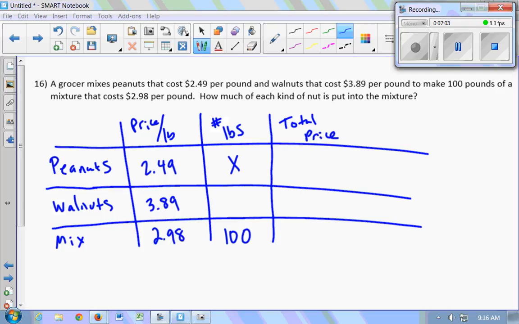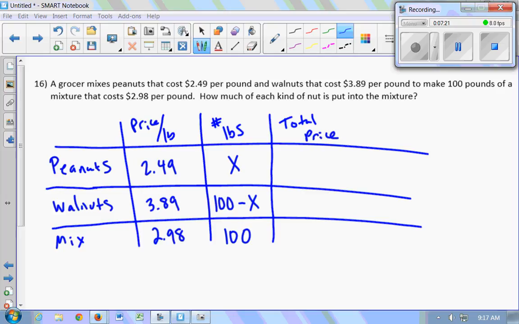100 minus X. 100 pounds total. X pounds of them are peanuts, which means 100 minus X. All the rest of the pounds are walnuts. You could also call that Y and solve a system of equations.